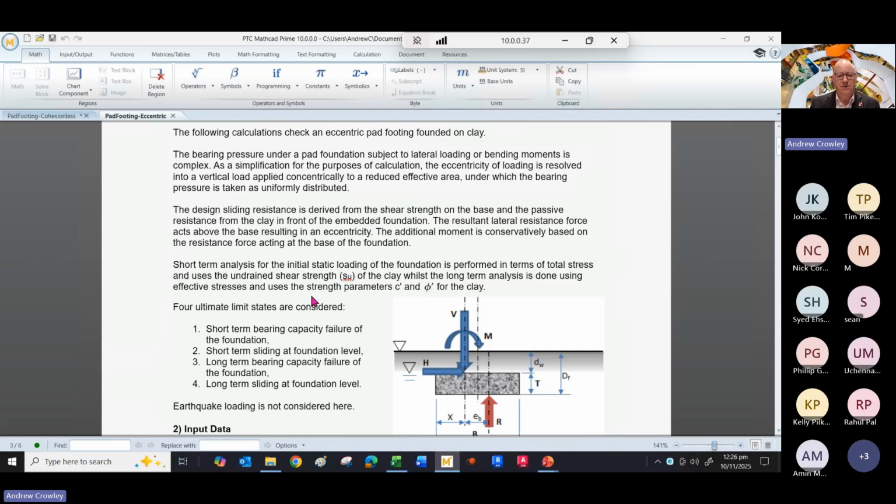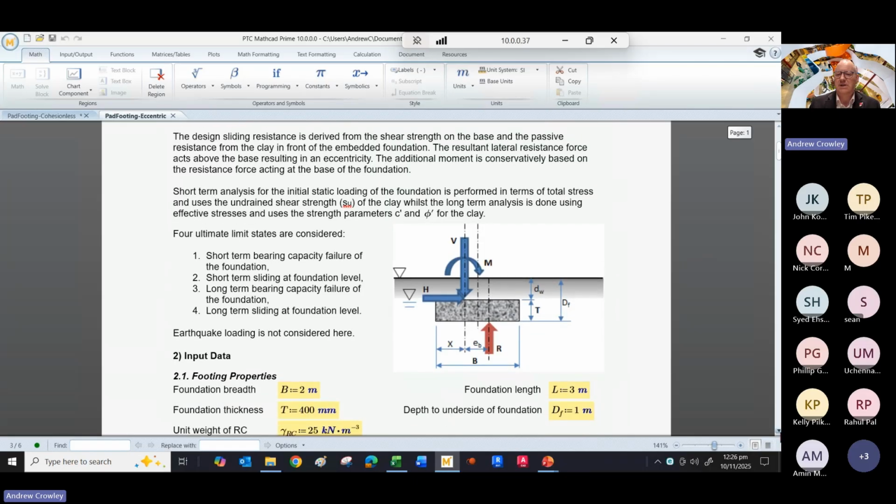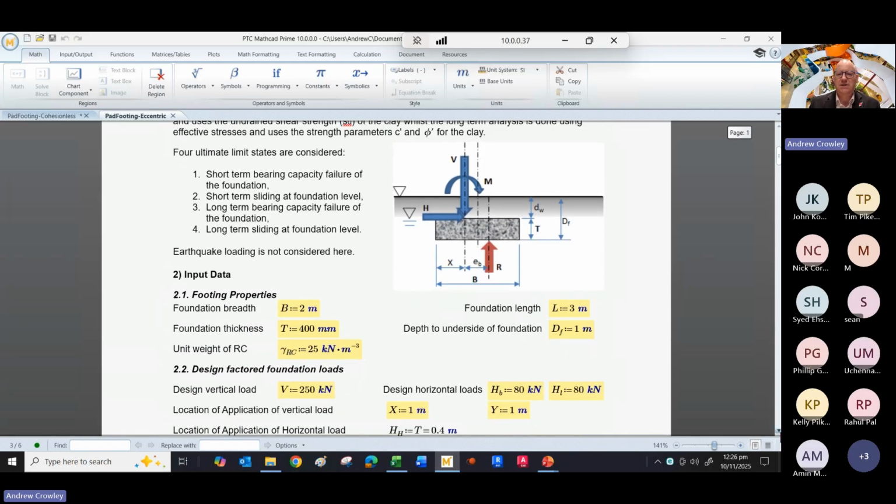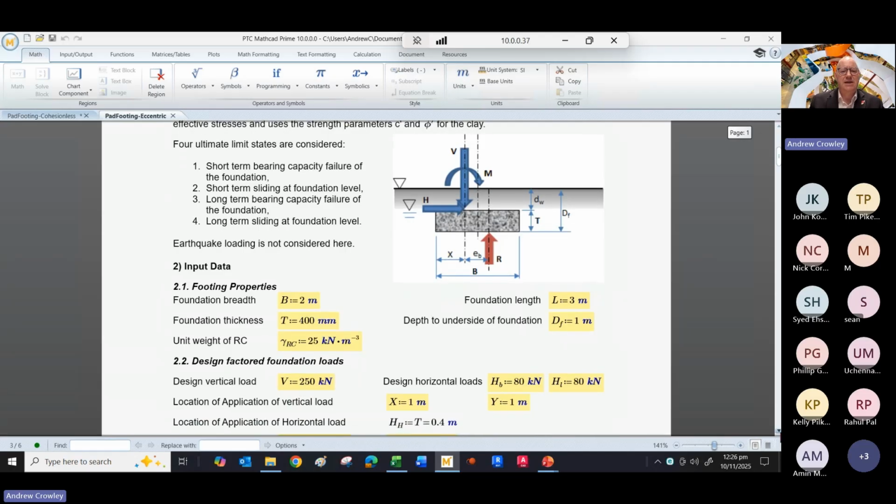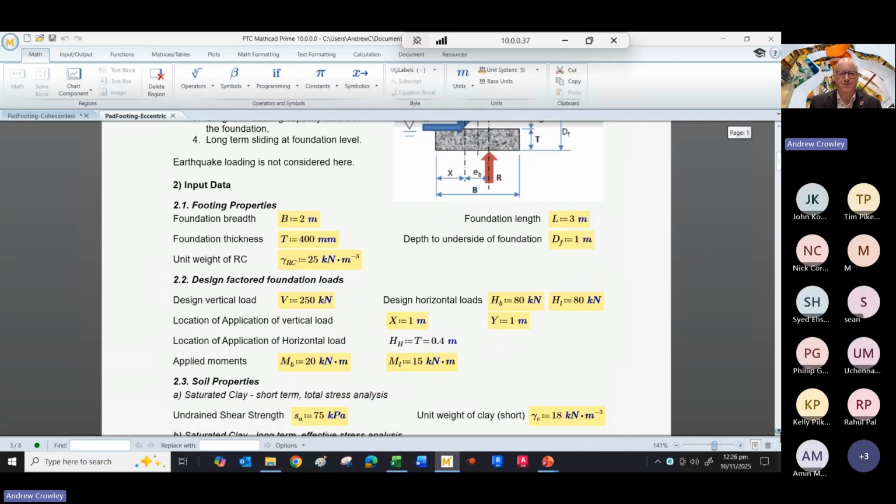First of all, we've got a short-term bearing capacity failure of the foundation, the short-term sliding of the foundation, then the long-term bearing capacity and the long-term sliding capacity. Again, we're not considering earthquakes here, but you could do if you add the loading and modify the geotechnical parameters and the strength reduction factors to take into account earthquake loading.